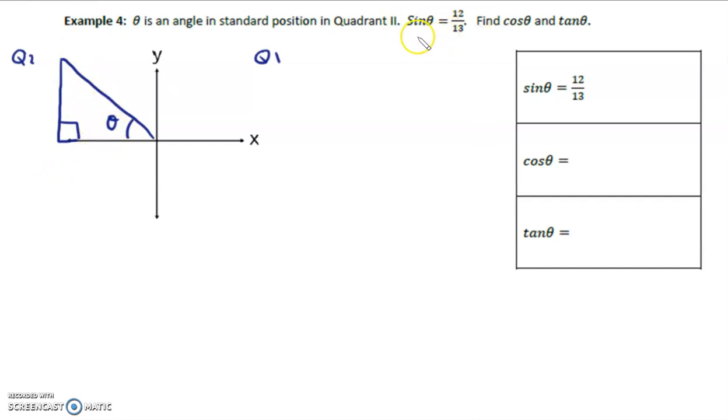It's telling us that sine theta equals 12 over 13. What does that mean to me? That means that the opposite side is 12 and the hypotenuse is 13. So this one's going to be 12 and this one's going to be 13. We don't know what our x is, our x value here. We know our y is 12.